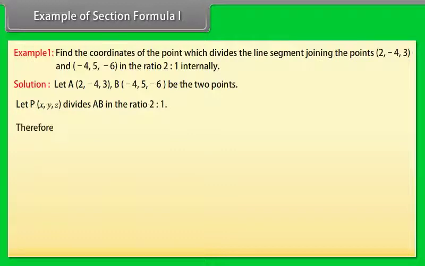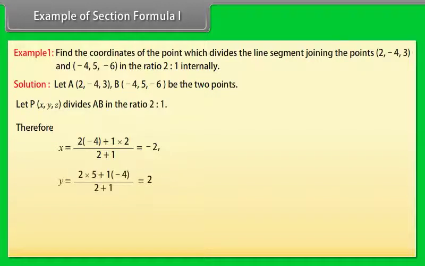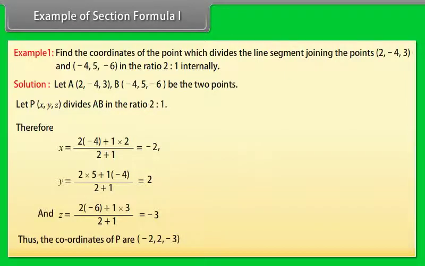Therefore, x = (2 into minus 4 plus 1 into 2)/(2 plus 1) = minus 2. y = (2 into 5 plus 1 into minus 4)/(2 plus 1) = 2. And z = (2 into minus 6 plus 1 into 3)/(2 plus 1) = minus 3. Thus, the coordinates of P are (minus 2, 2, minus 3).